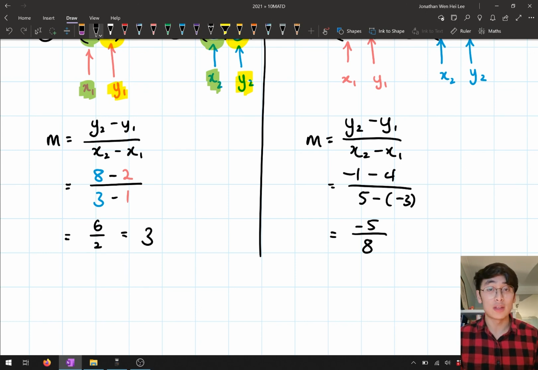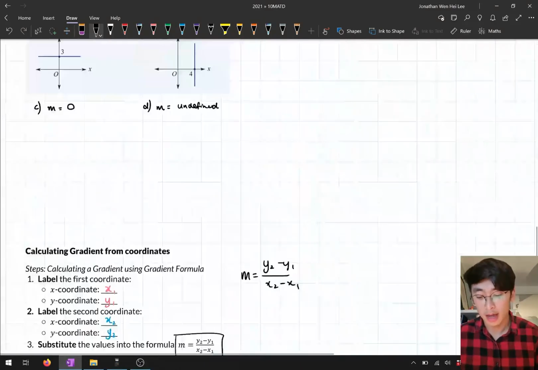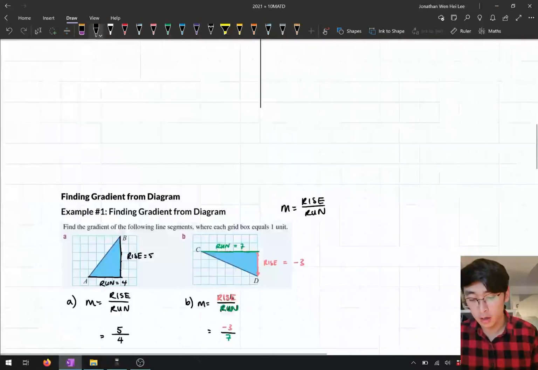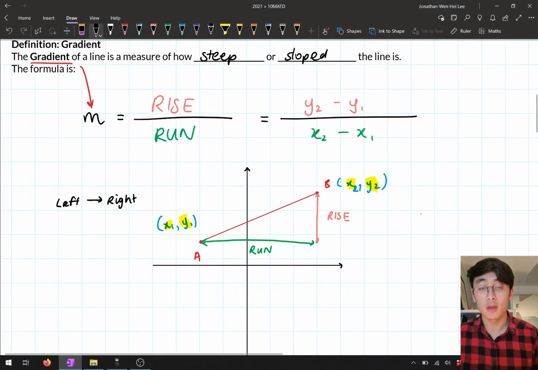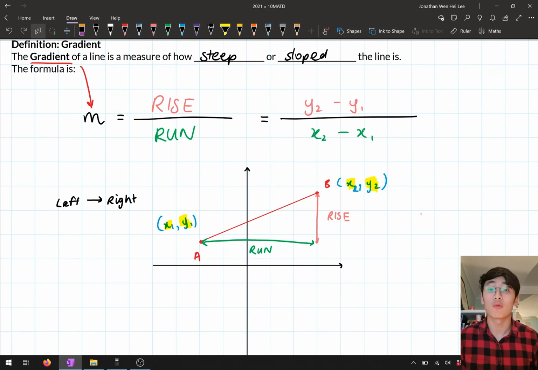So that's it for this lesson. Let's just do a quick recap. The gradient is a measure of how steep a line is. And the way that we calculate our gradient is we use the formula rise over run. What we need to do is we need to figure out how many units we go up and down by. That's my rise. And then we need to figure out how many units we go across by, which is my run. And then we divide those two values together.